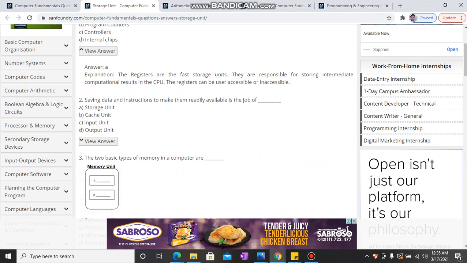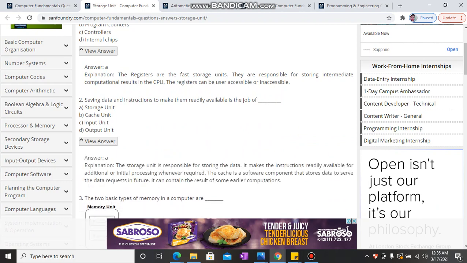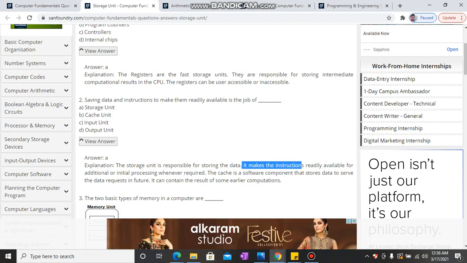Second question: saving data and instructions to make them readily available is the job of A, the storage unit. The storage unit is responsible for storing the data. That's correct. It makes instructions readily available for initial or additional processing whenever required. We know the cache is a hardware component, don't forget it, that stores data to serve data requests in future. It can hold the result of some earlier computations.